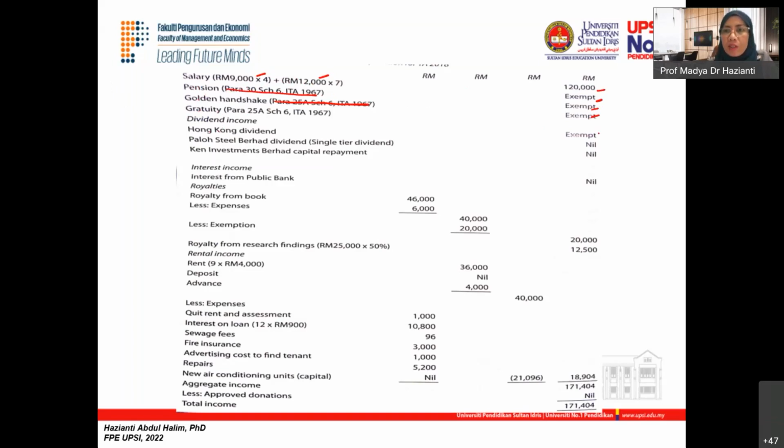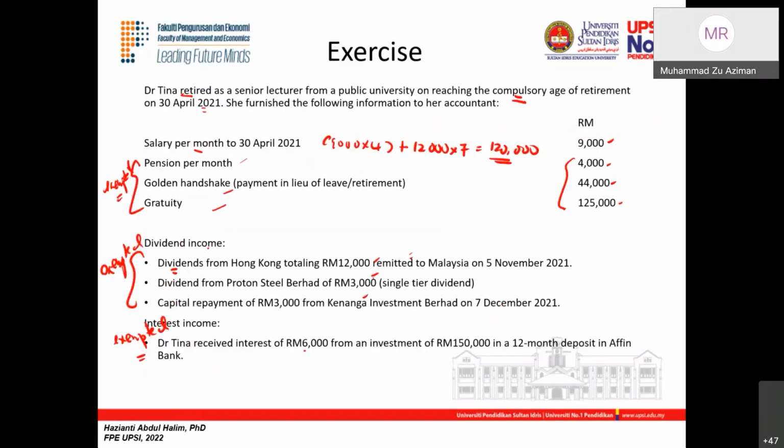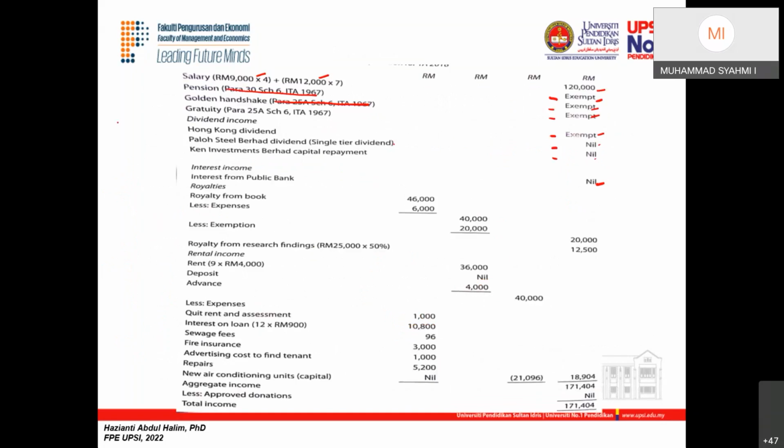And then dividend income, Hong Kong dividend tak perlu bayar. Ni single tier, Kenanga semua tak ada. So ini kalau you don't know apa benda nak tulis, exempt ke, nil ke, buat dash pun tak apa. Macam tu. This one also accepted. Alright, interest income tak ada. Sekejap, dalam soalan saya letak buku tak? Tak ada buku. Tak ada buku, doktor. Dah modify, buang buku pula. Okay, tak ada buku. So buku tak ada, royalty tak ada, research pun tak ada. Tengok rental income dia 9 bulan, orang masuk bulan 9. Berapa bulan tadi dia punya rental?